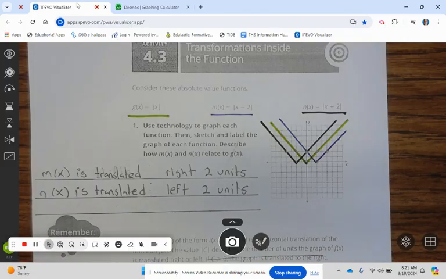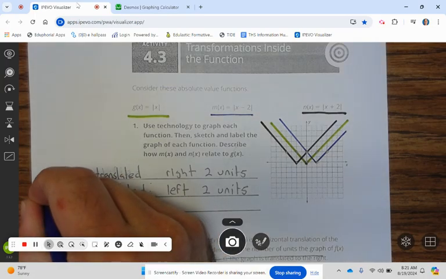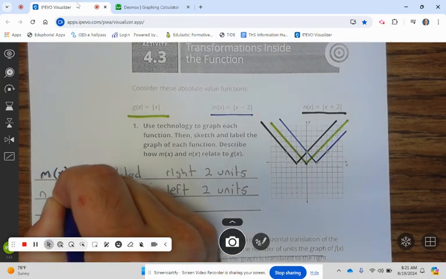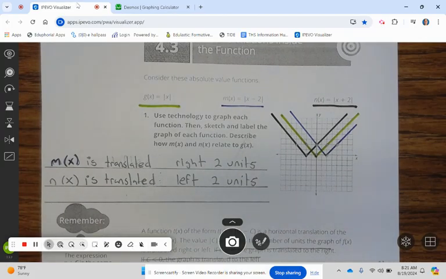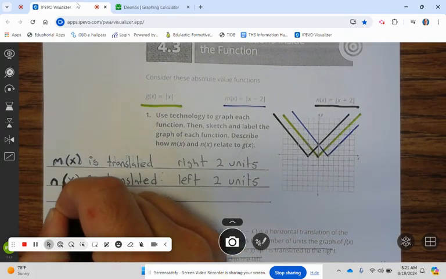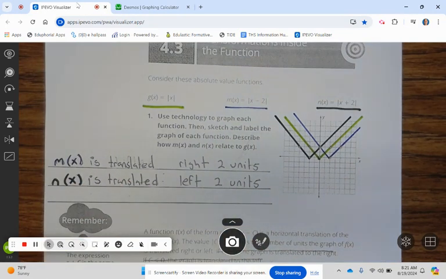So m of x is translated right 2 units, and n of x is translated left 2 units.